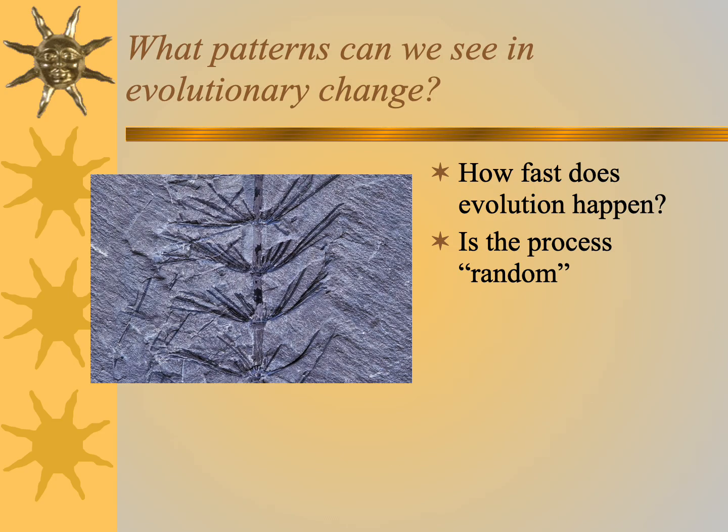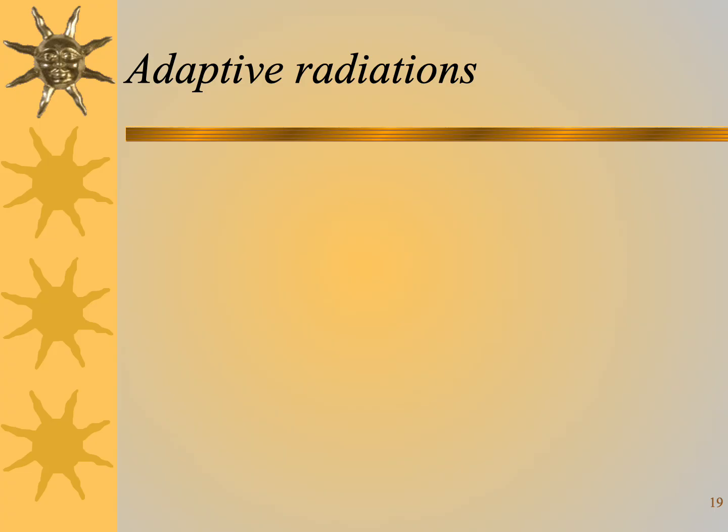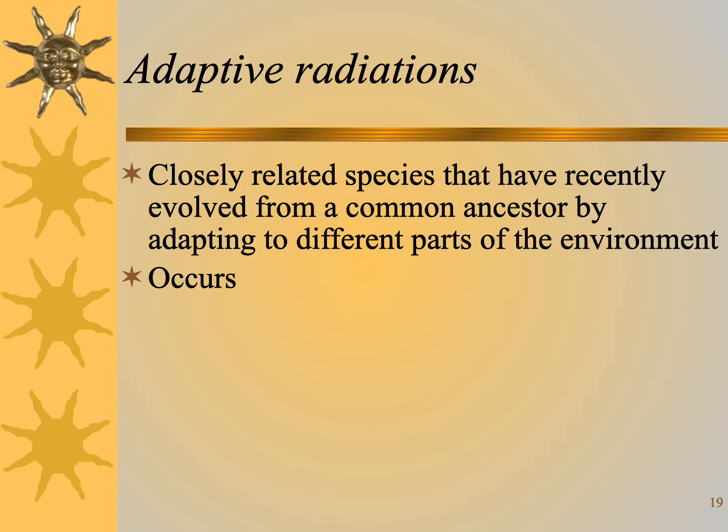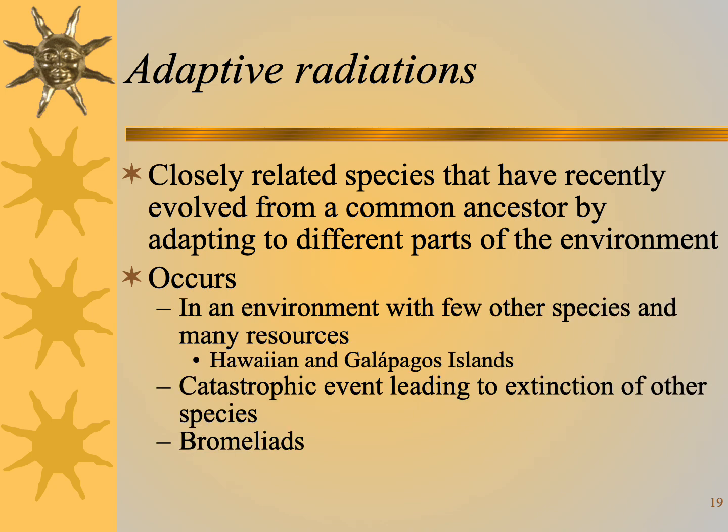Okay, the second question is about the timing of these things. How fast does the evolution happen? And is the process random? Does it happen fast or slow? And this is a hard question to answer if you just study continents, but you can look at special places where there have been lots of species developing quickly. And so you have these closely related species that evolved from a common ancestor occurring in different parts of the environment. These are sometimes called adaptive radiations, and they typically occur on islands or after big catastrophes.